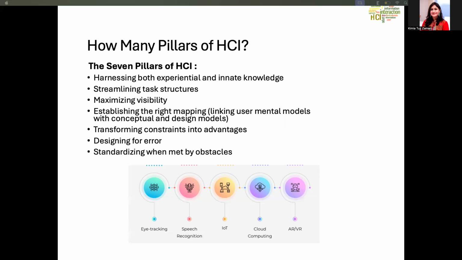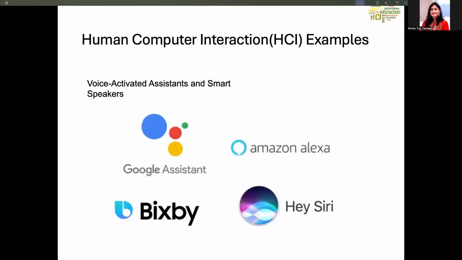So I would like you to think of a product that confused you because of bad design. Now, these are some very common examples of HCI in our everyday living. It is everywhere, from gaming to healthcare.